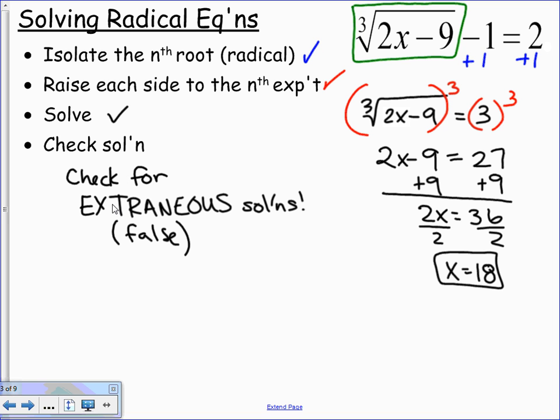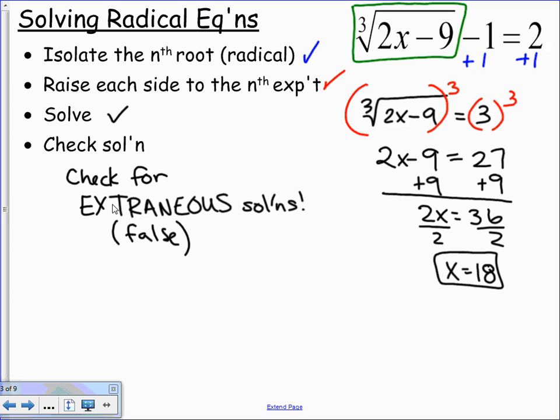Now, the weird thing about extraneous solutions is they aren't wrong answers. Okay. You did everything right. All of your work is correct. But when you get your answer, it doesn't work when you plug it back in. That's a false solution. Okay, so that happens with radical equations. So we're solving for extraneous solutions or false solutions. This is, like I said, different than getting wrong answers.